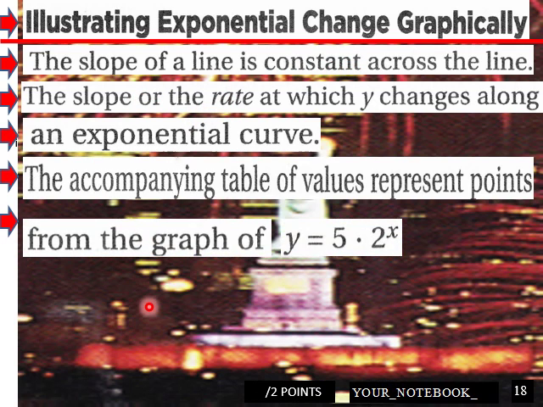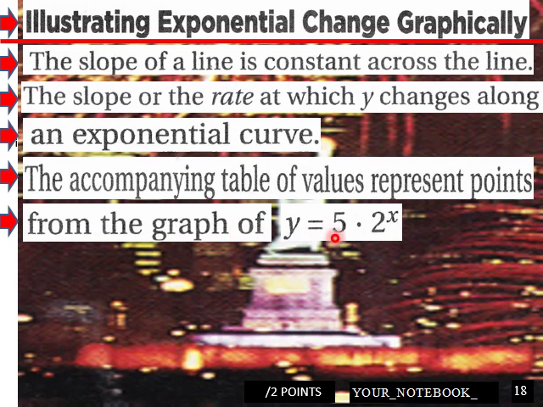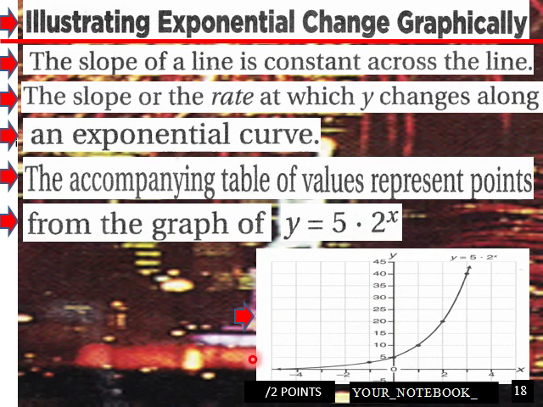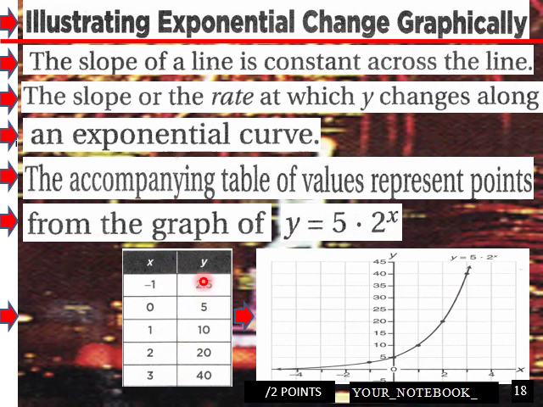The accompanying table of values represents points from the graph of y equals 5 times 2 to the x. This would be the graph here, y equals 2 to the x. Y equals 5 times 2 to the x. This would be the graph here for that. And then this would be the table here where this graph represents this.